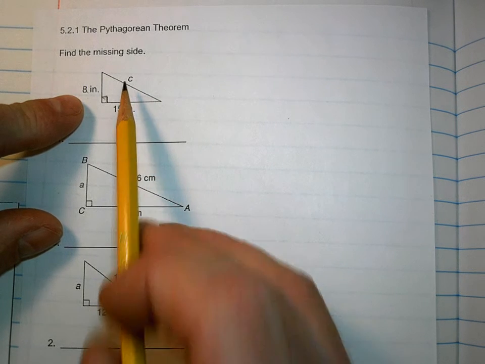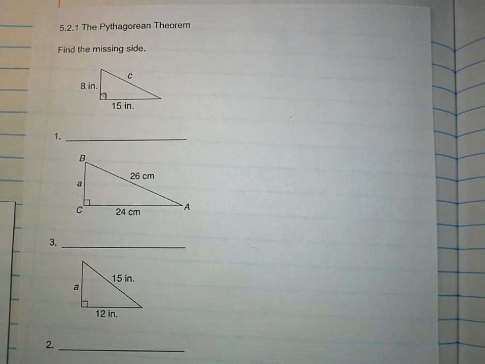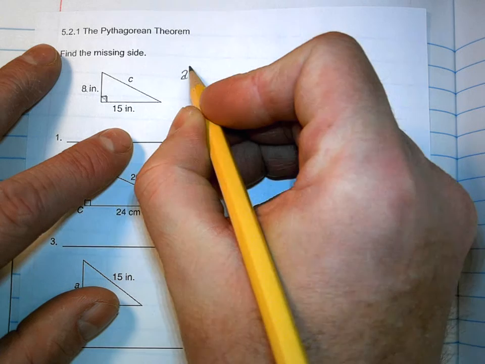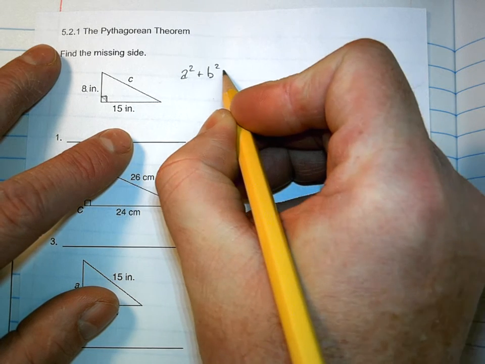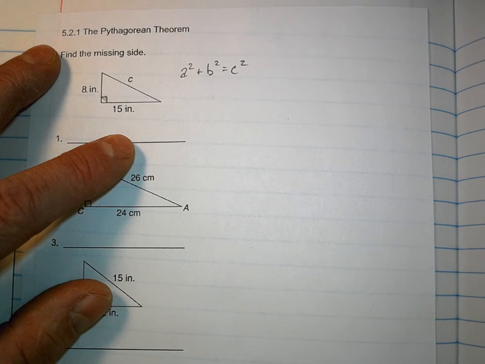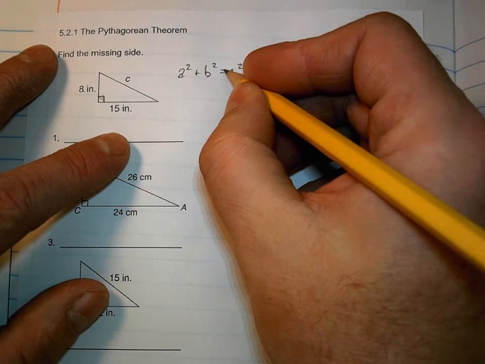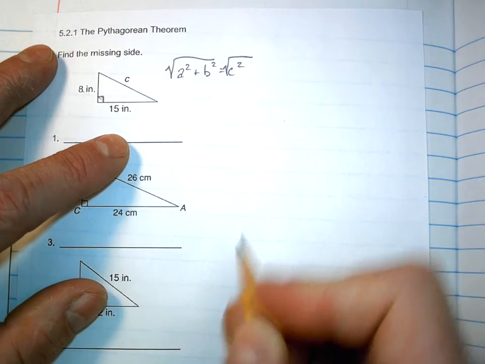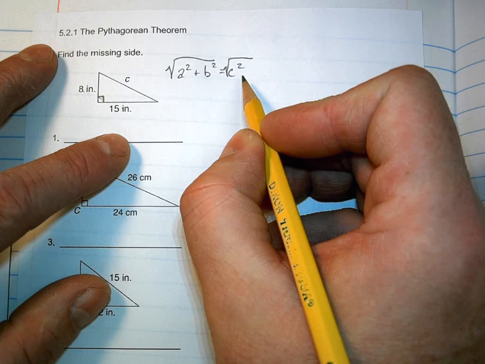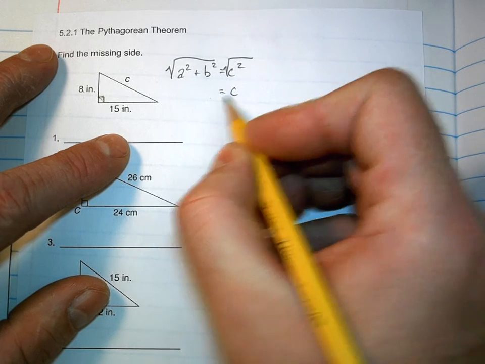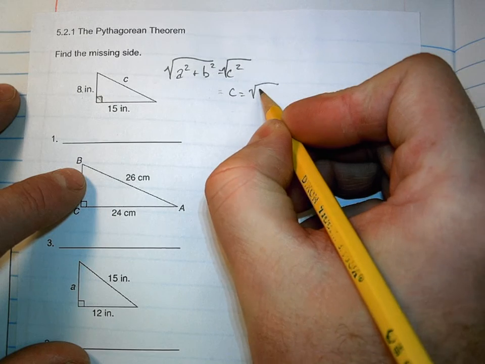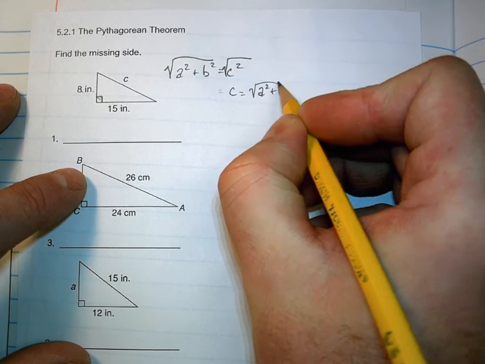Okay. So we need to find C. So what does the Pythagorean theorem say? That A squared plus B squared equals C squared. We agree? We further, by radicalizing it, by doing the inverse function, what number times itself is C squared? So C equals, I'll put it the other way, C equals the square root of A squared plus B squared, right?